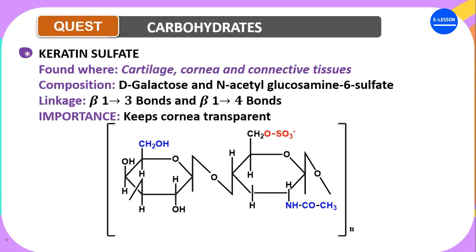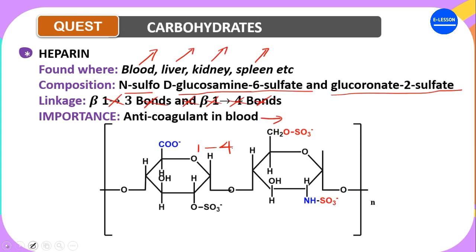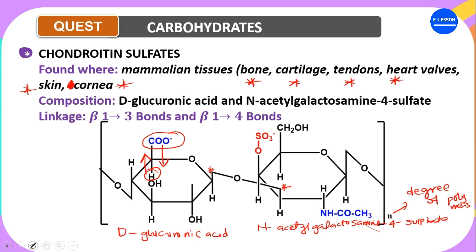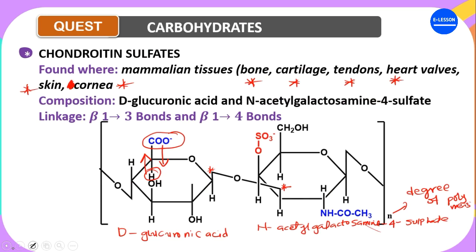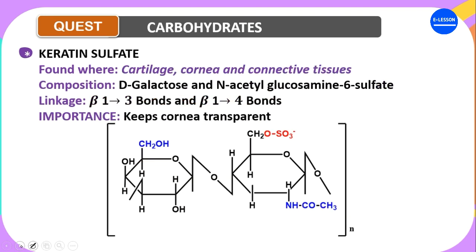Keratan sulfate is found in cartilage, cornea, and connective tissues. Which of them did we say is found in cornea and connective tissues again? Chondroitin sulfate and hyaluronic acid. Okay, hyaluronic acid is found in the vitreous humor of the eye. So that should be chondroitin sulfate, and I think just chondroitin sulfate, and then now we are having keratan sulfate. Now, keratan sulfate comprises D-galactose and N-acetylglucosamine 6-phosphate.